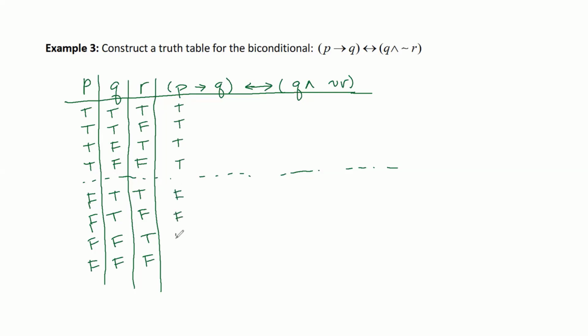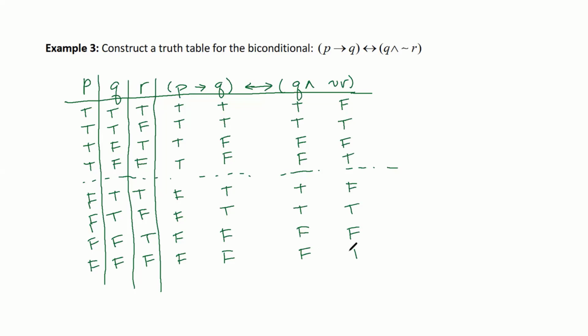False, false, false, false. Q will be true, true, false, false, true, true, false, false. Q again, true, true, false, false, true, true, false, false. And we have negation R, so false, true, false, true, false, true, false, true. Whoa. Okay, so what do we got?